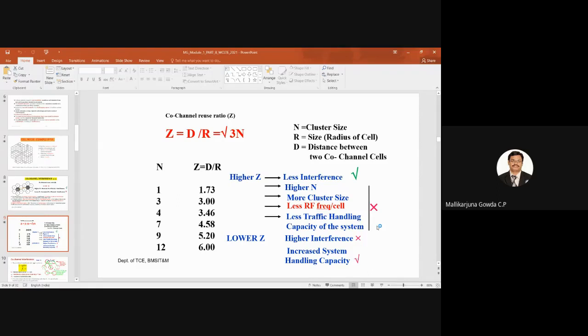But what are the drawbacks of having a higher value of Z or a higher value of N? These things are right, and having a low value of Z also has some drawback and also some advantage. So here there is a trade-off while designing a system. The wireless system design engineer has to take care of these things in deciding the appropriate value of Z and the appropriate value of the cluster size, so that both can be maintained, means reducing the co-channel interference and at the same time achieving high capacity.